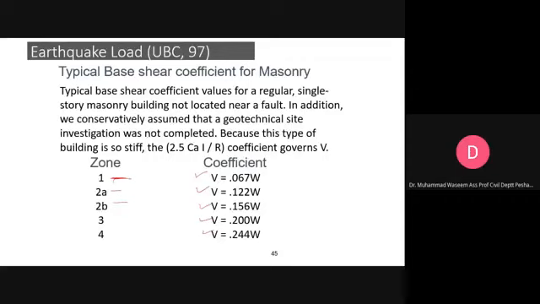So this slide is showing the base shear for the masonry structures. Now, what are the base shear coefficients for the masonry structure? If you are constructing, if this is located in zone A, if it is located in zone B, you have to use this base shear value, this base shear value, this base shear value.